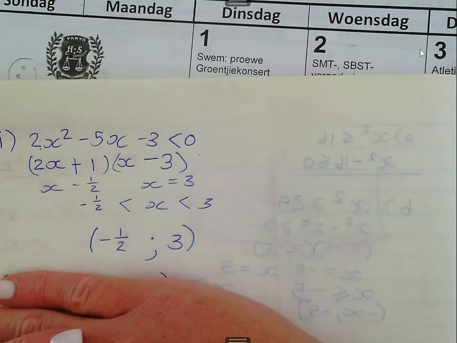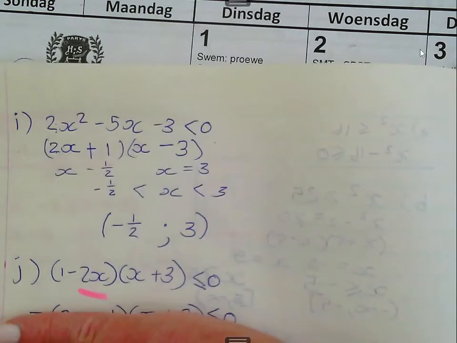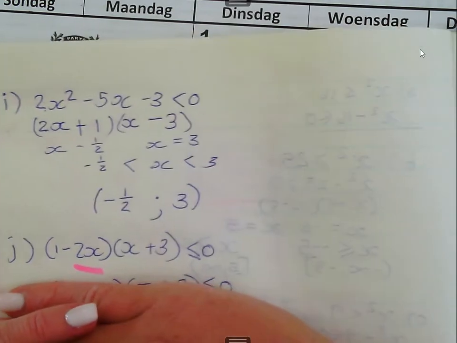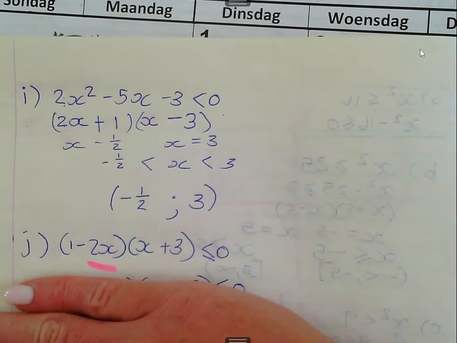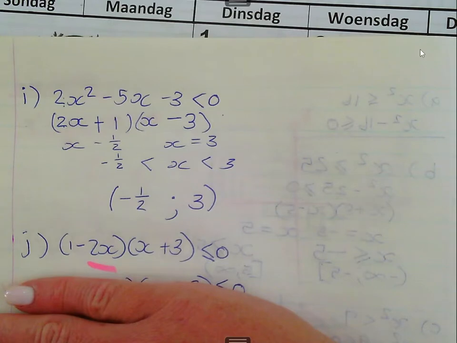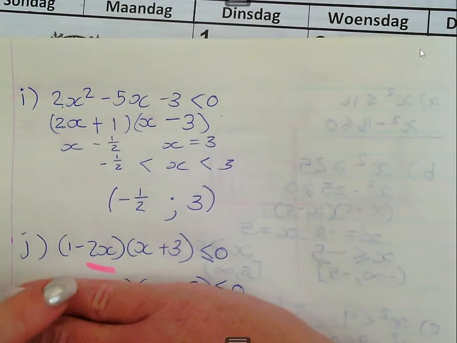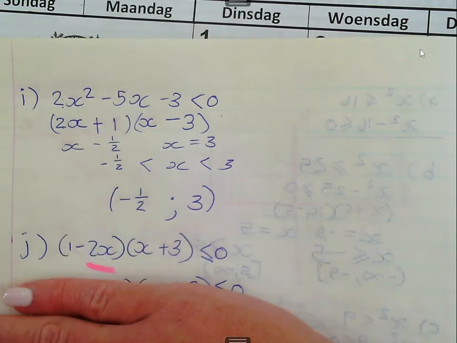Do you all understand? Okay. J, I spoke to you about this one before you left yesterday. This is the only one that is tricky. It's the only one that has a trick. And you had to be awake to notice that that 2x is not standing at the right place. Do you all agree with that?